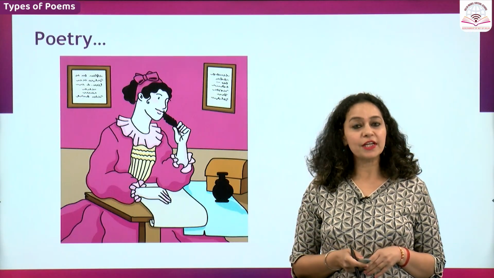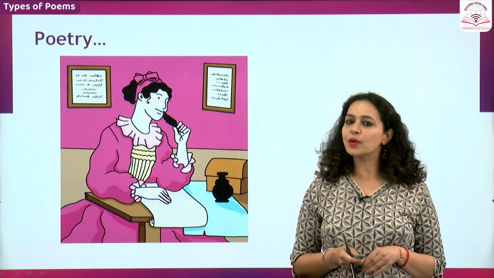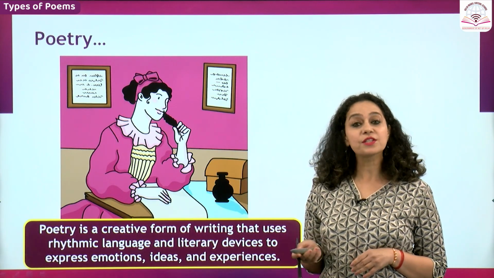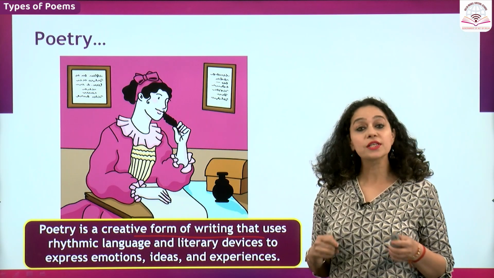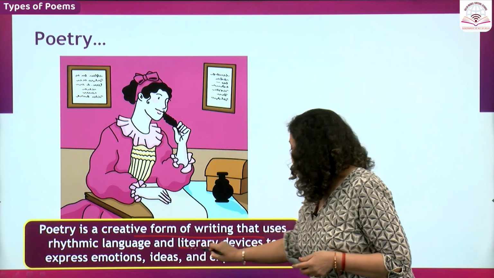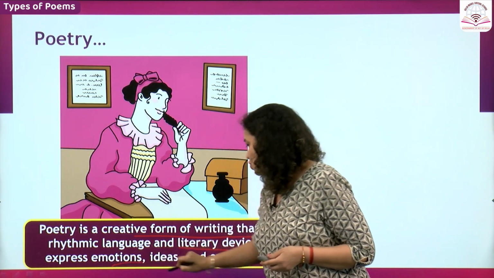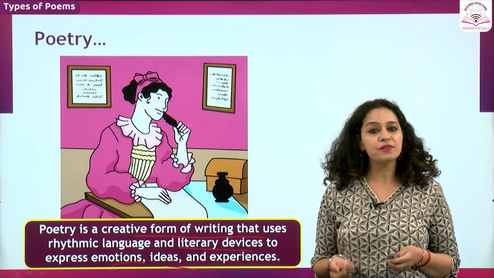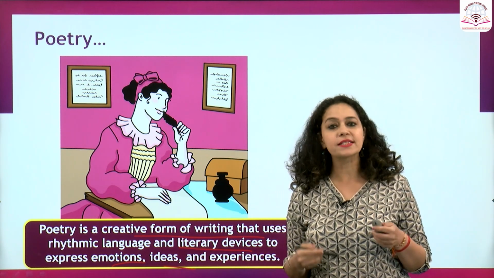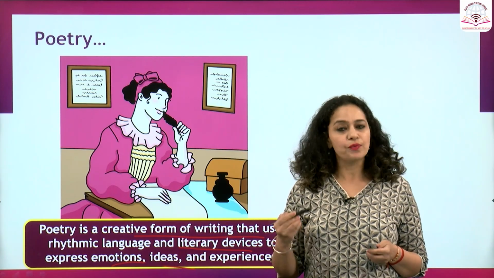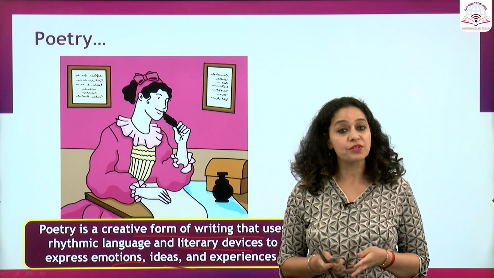But before delving into types of poems, let's have a look at the definition of poetry. What is poetry? Poetry is a creative form of writing that uses rhythmic language and literary devices to express emotions, ideas and experiences. Now students, there are different ways of expressing these feelings and emotions, and yes, we are going to talk about types of poems today.